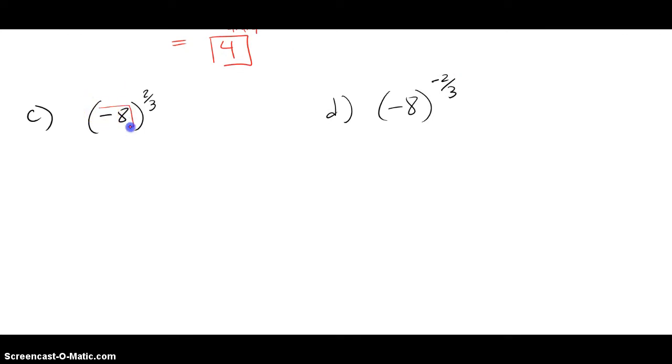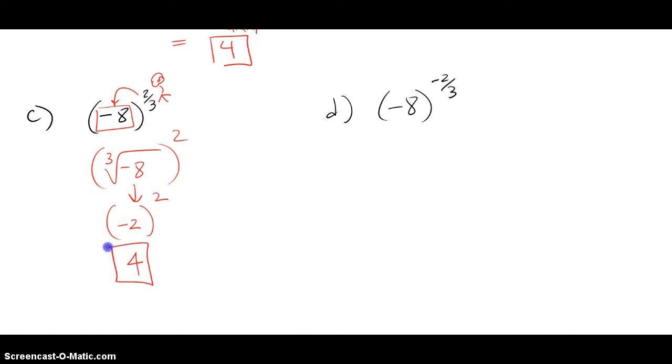Remember, 2/3 applies to the whole inside, and I have my power upstairs, my root downstairs, so I have a cube root of -8, everybody to the power of 2. That's going to pop out a -2 because -2 multiplied 3 times gives me -8. I have a power of 2 waiting outside, and -2 squared is 4.